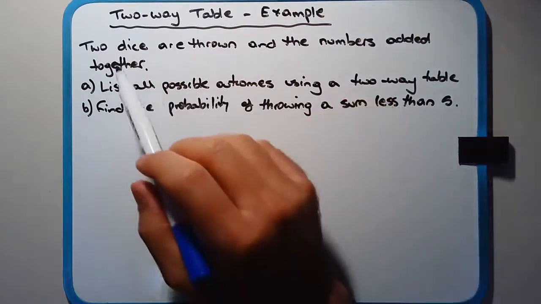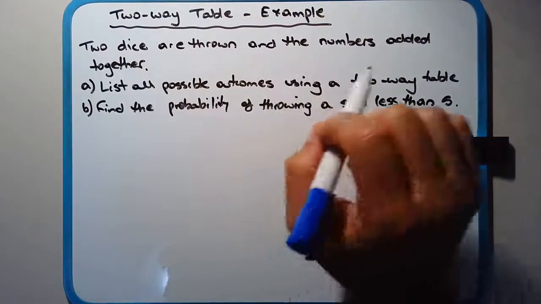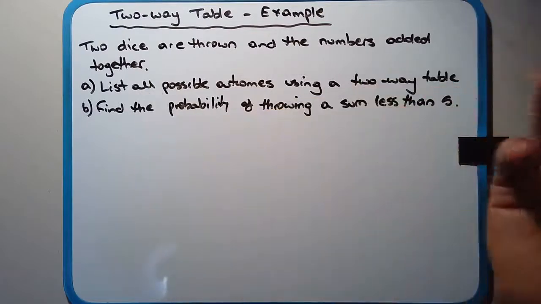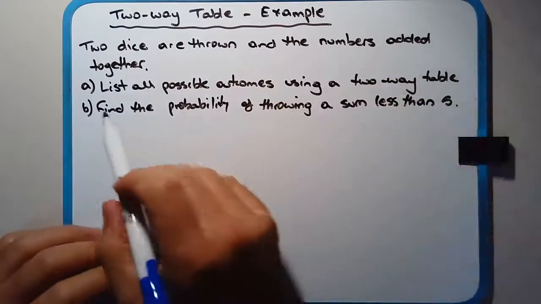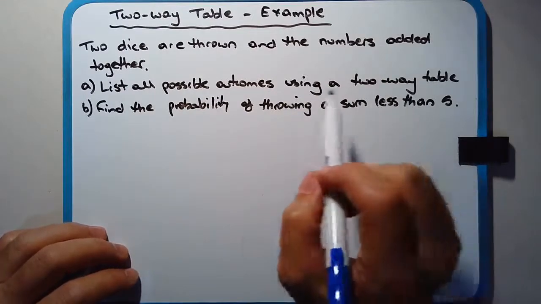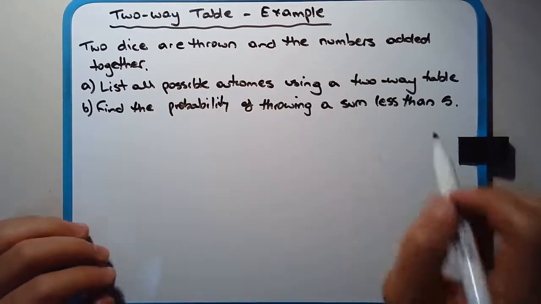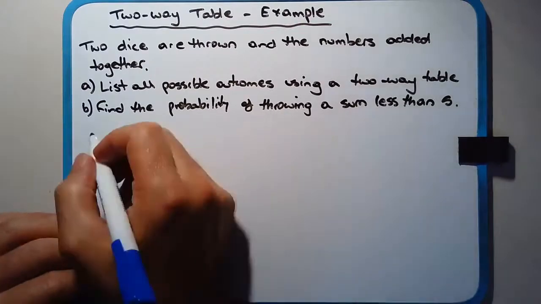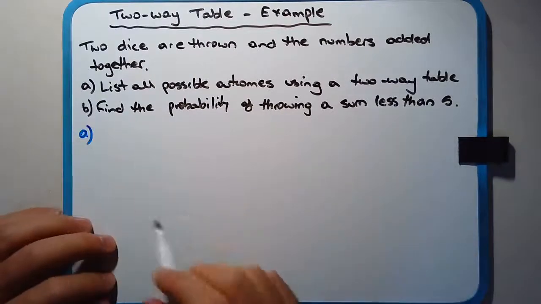It's a fairly common example. Two dice are thrown and the numbers are added together. So it's like a board game that uses two dice. First of all, part A: list all possible outcomes using a two-way table and find the probability of throwing a sum less than 5. So first up, let's have a look at part A.